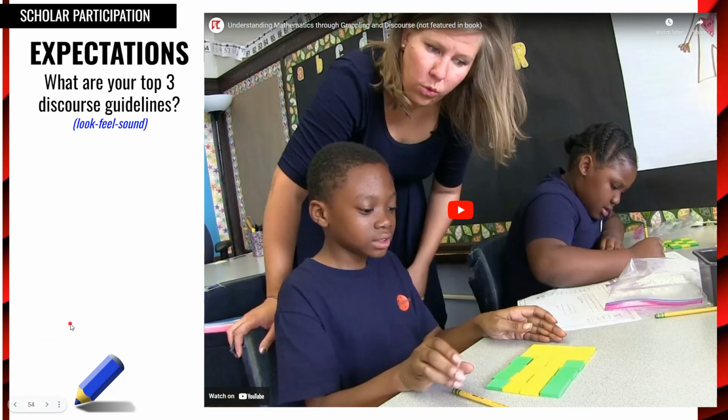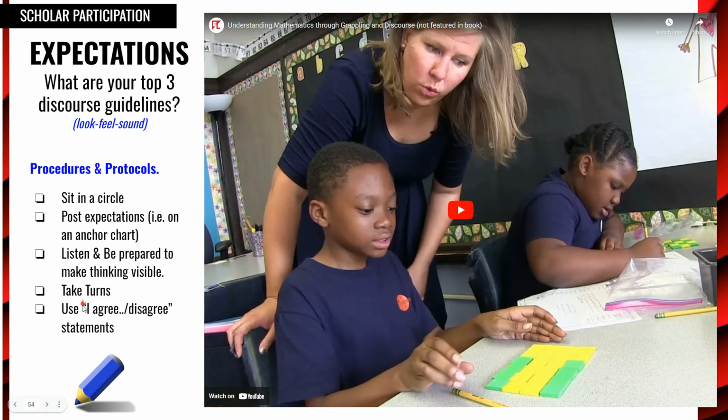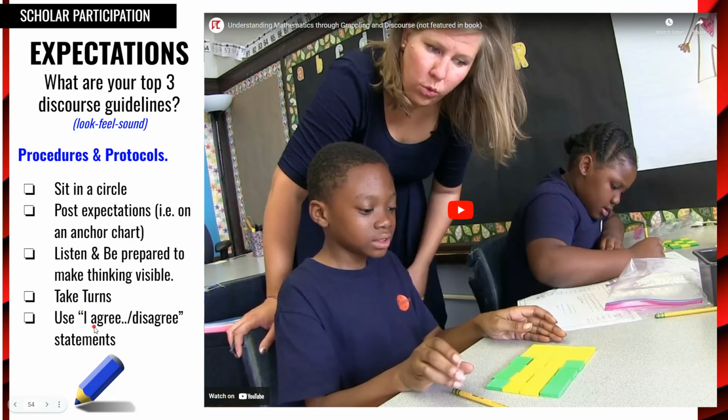And so how does this even happen? How did this type of classroom management and scholar participation happen when we are having discourse? How do our scholars build the resolve to be patient enough to do that? So look at this procedure and how this teacher unfolds. We notice that the procedure and protocols include sitting in a circle, the teacher posts expectations, listen, the teacher is prepared to make sure that scholars are listening. They're prepared to make their thinking visible.